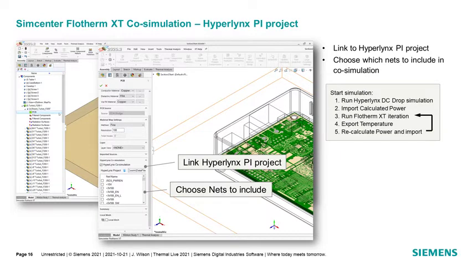Further down the property sheet, if you're not importing sources, you can specify to do a Hyperlinks co-simulation. At this point, you link to the Hyperlinks project, just find it on the file system, and then identify which nets you want to include in this analysis. So the more nets you include, the longer the simulation time, probably on the Hyperlinks PI side. So it allows you to just select the nets that are going to generate power in the areas that you're interested in studying in more detail, or the nets that generate the most power.